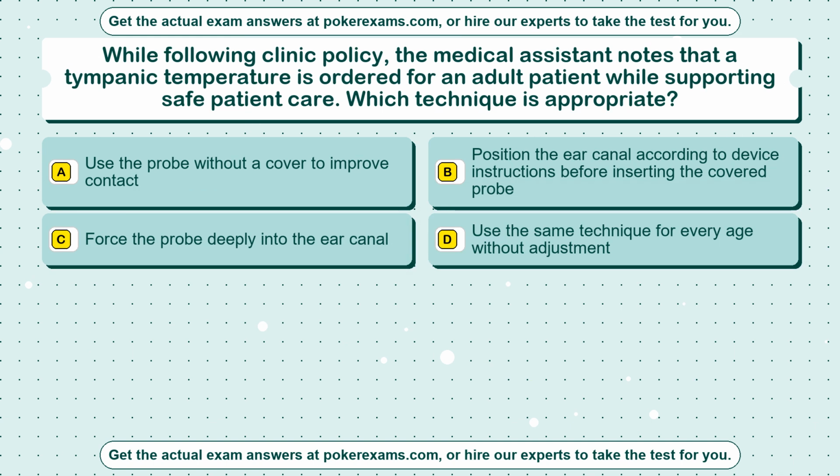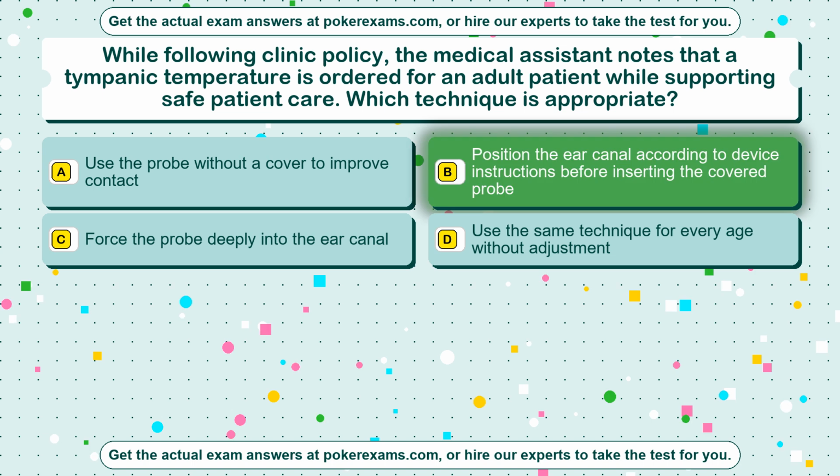Question 2. While following clinic policy, the medical assistant notes that a tympanic temperature is ordered for an adult patient while supporting safe patient care. Which technique is appropriate? Option A. Use the probe without a cover to improve contact. Option B. Position the ear canal according to device instructions before inserting the covered probe. Option C. Force the probe deeply into the ear canal. Option D. Use the same technique for every age without adjustment.